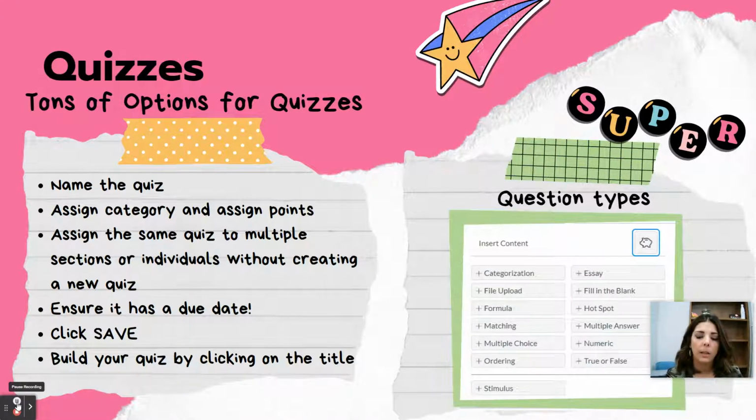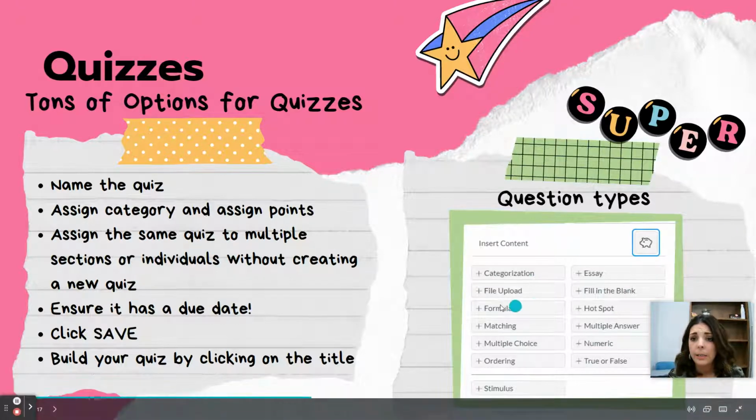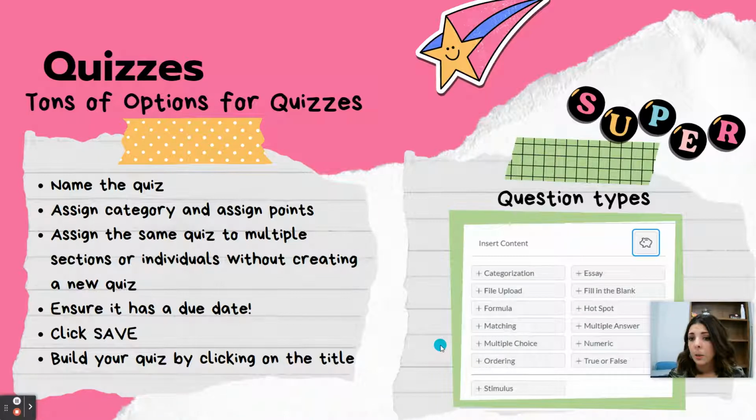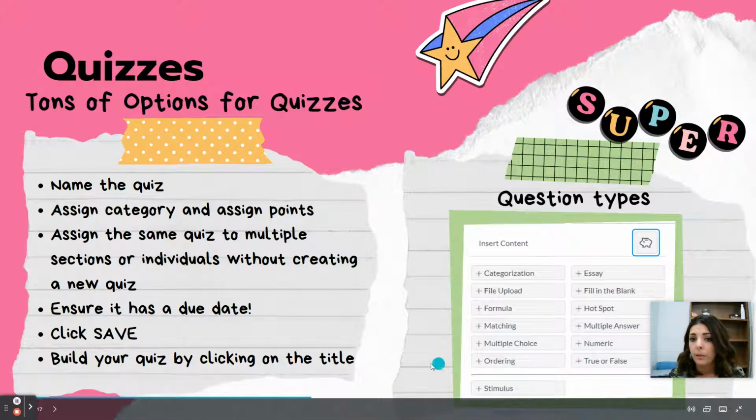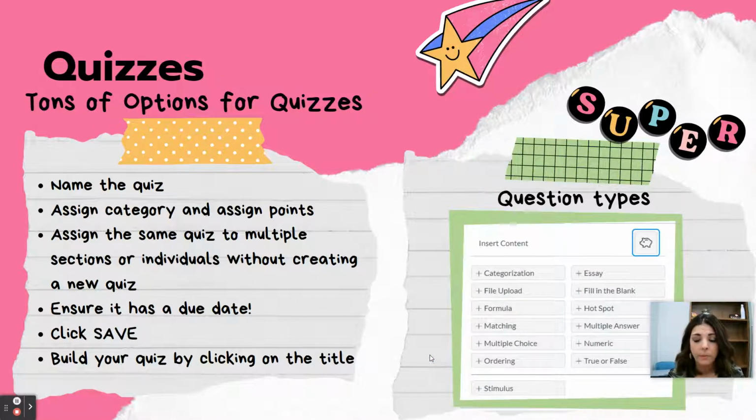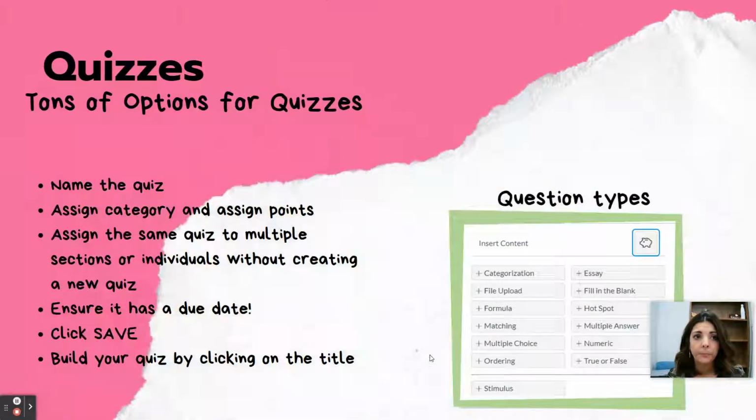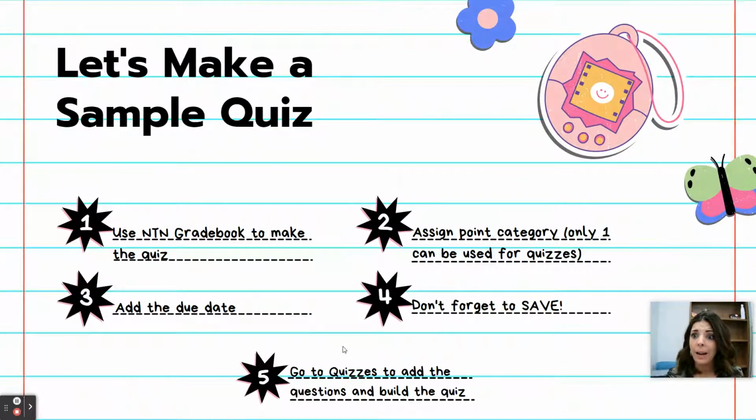And then you build your quiz by clicking on the title. So over here, you can see the different question types that quizzes have. Lots of different choices for you to see which one works best for your quiz. And so now we're going to go back to Canvas and we're going to make a sample quiz. Again, using the NTN gradebook to make the quiz. This time, when you assign the point category, you can only use one category for quizzes. Only one. Add the due date. Don't forget to hit save.